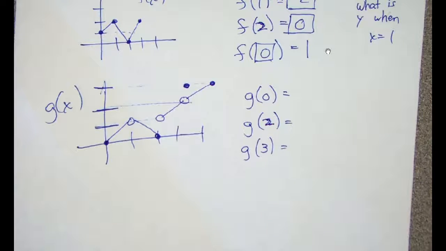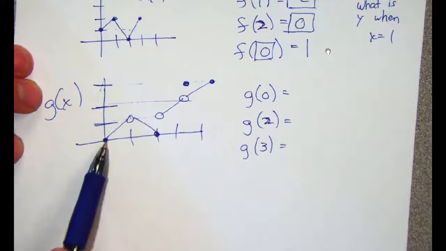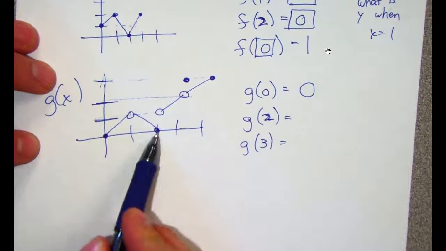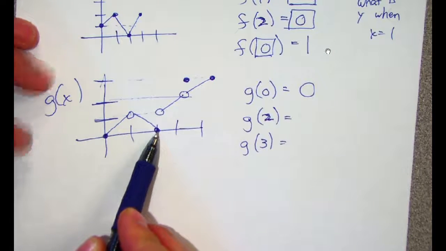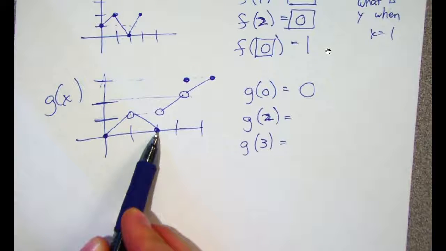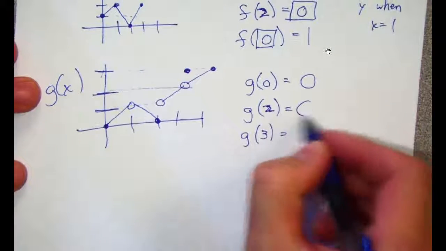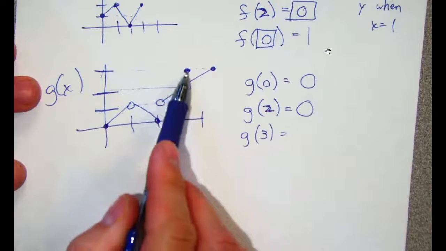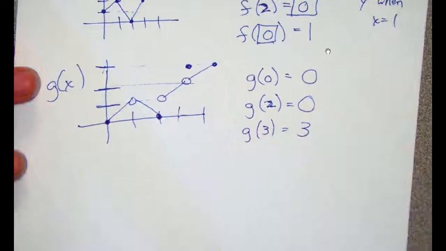So that is just saying where is the y value at this given x value. So when x is 0, what's the y value? 0 also. When x is 2, what's the y value? Now that's where the closed dot is, not the open dot. So that's 0 also. And then when x is 3, what's the y value? It's 3. It's the closed dot, not the open dot.